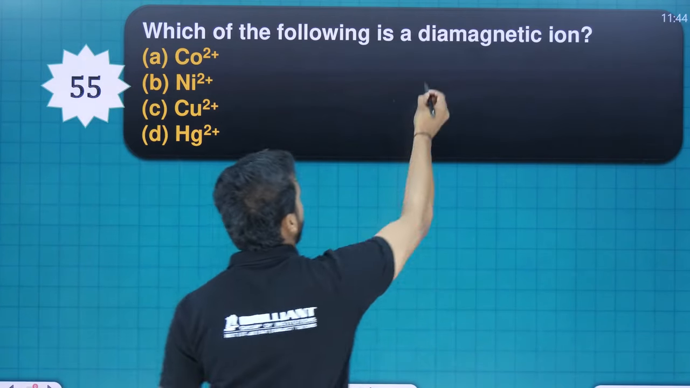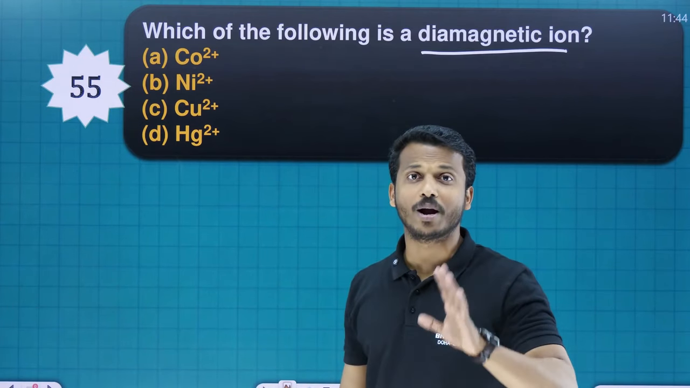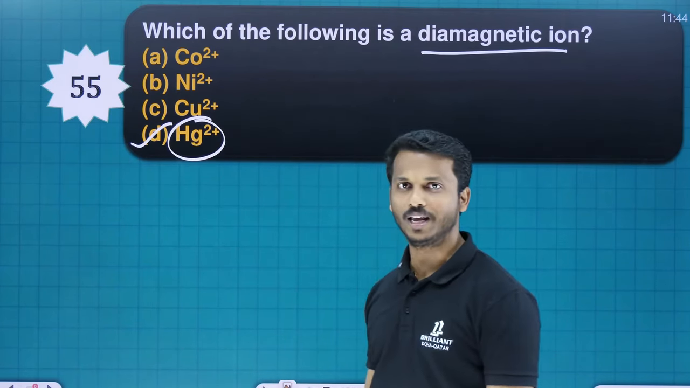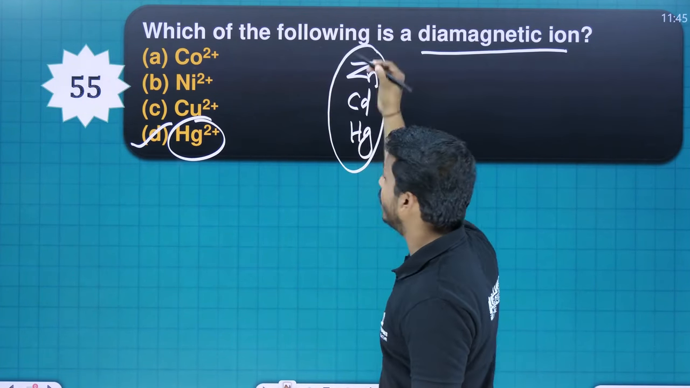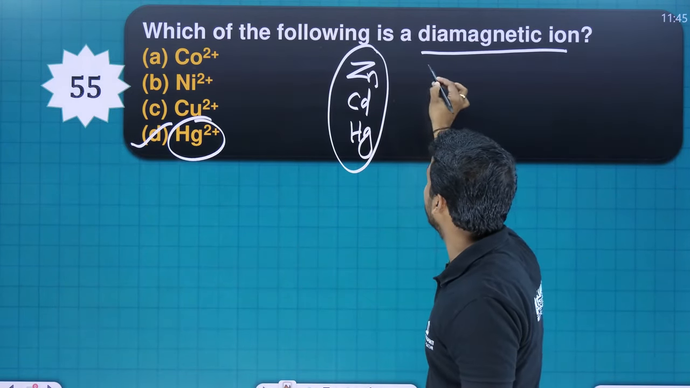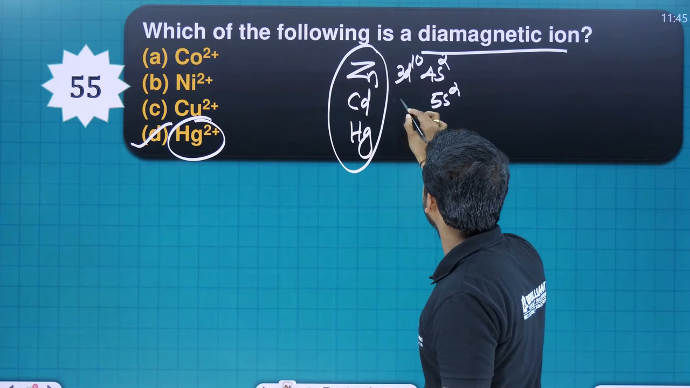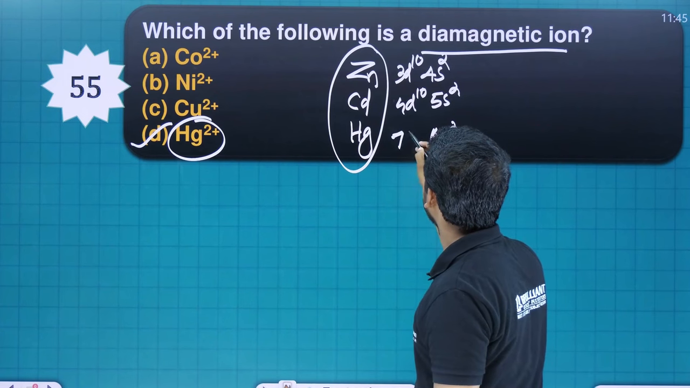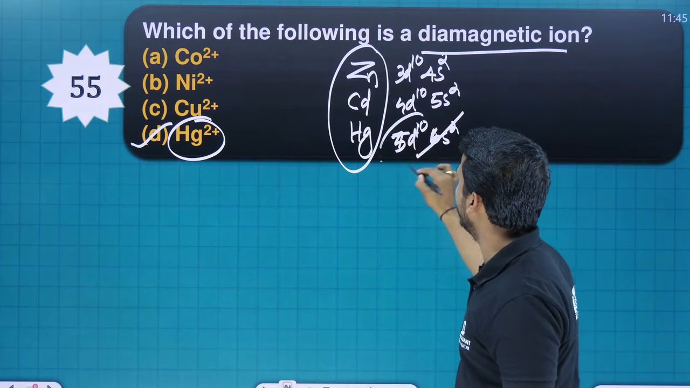Which of the following is diamagnetic? Already we discussed, diamagnetic means no unpaired electron. You cross check it one by one with the element. Let me go for mercury. Why mercury? Do you remember we studied zinc, cadmium and mercury. Zinc, cadmium and mercury are in the same group. They do not contain any unpaired electron. Zn atomic number 30 configuration is 4s2 3d10. Cadmium is 5s2 4d10. Mercury is 6s2 5d10.